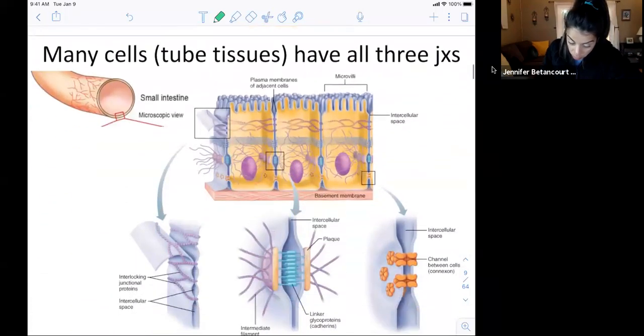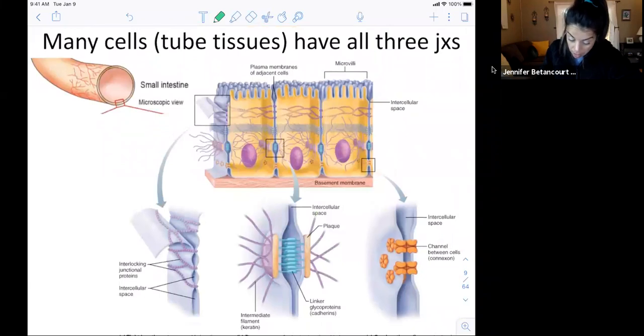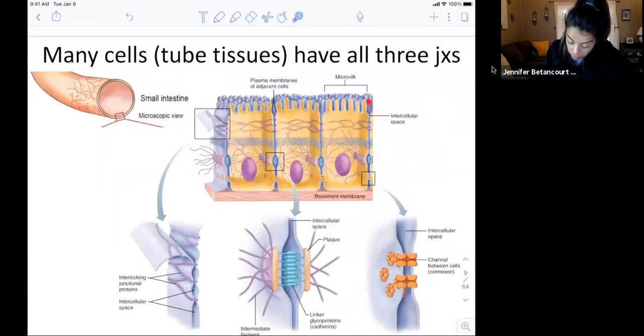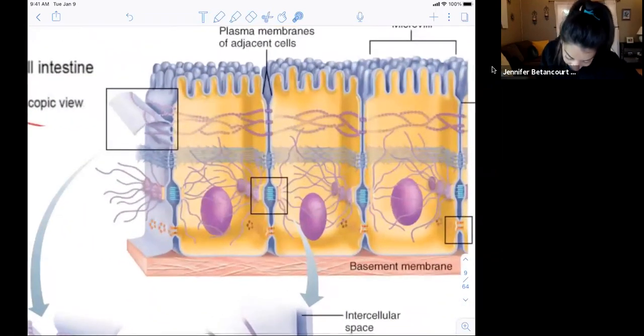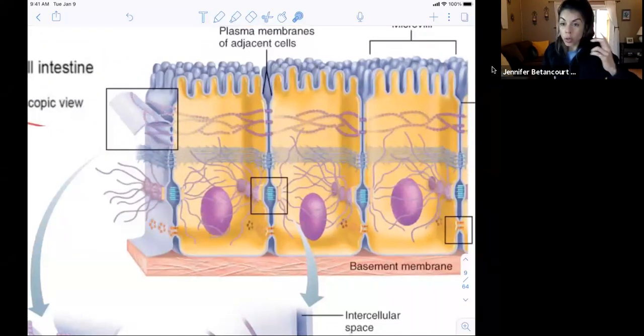Okay, cool. So let's put it all together, at least what we've talked about today. Here are your intestinal cells. Again, this is like a slice if you were able to cut through a cell. If we zoom in a little bit, you can see that one cell absolutely has the potential to have all 3 junctions, and this happens all the time. So you have your tight junctions.